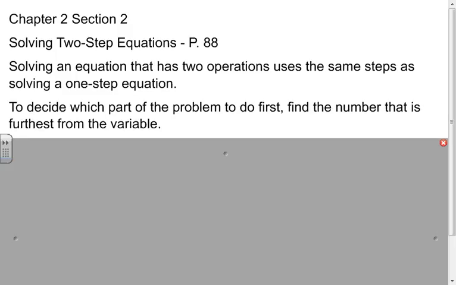To decide which part of the problem to do first, find the number that's farthest away from the variable on the same side of the equal sign, and that's the one that you have to try to get rid of first. So you're looking for the one that's farthest away from the variable.